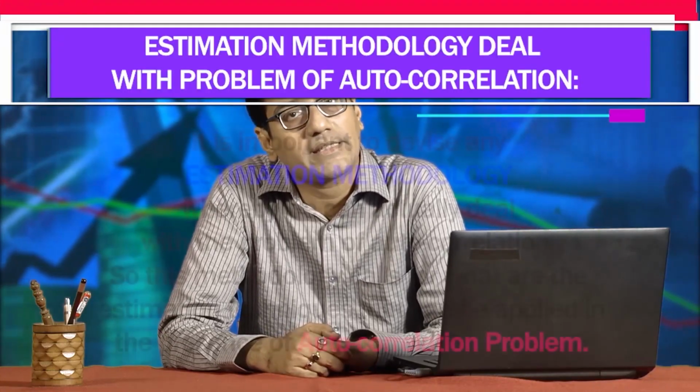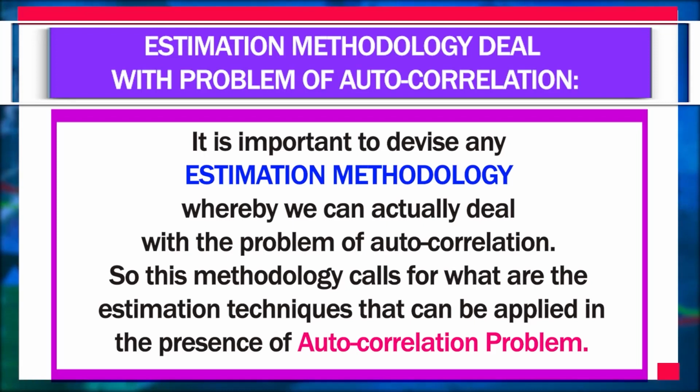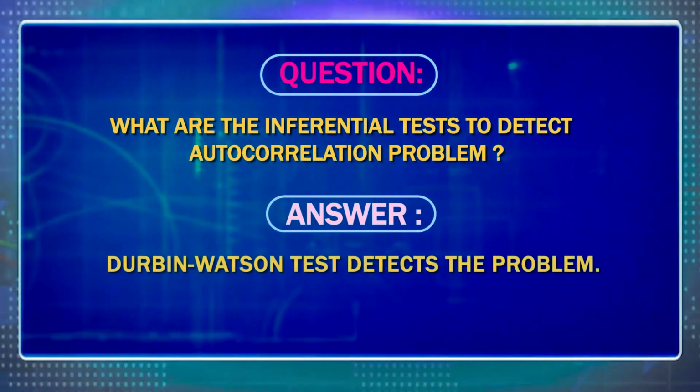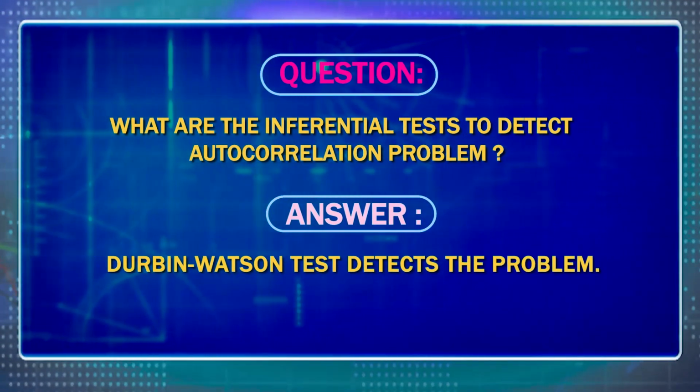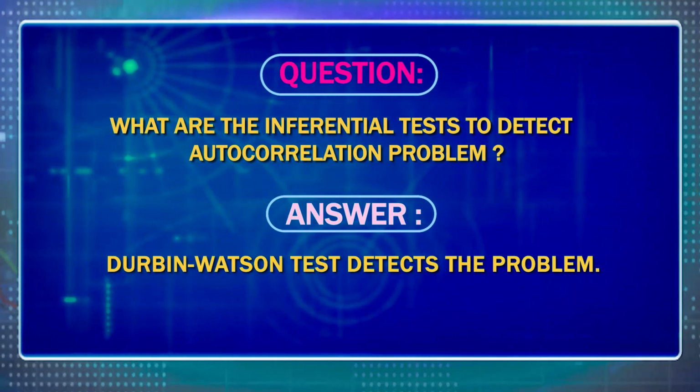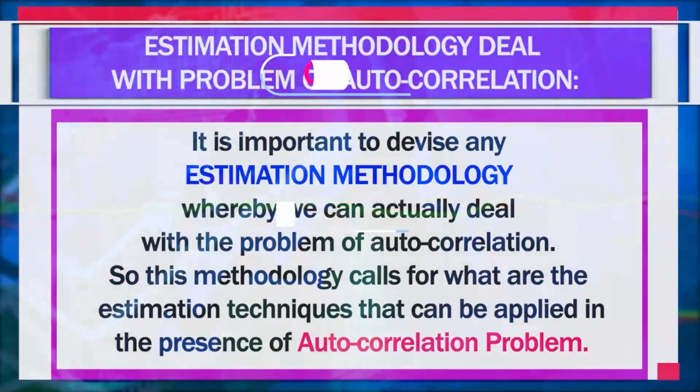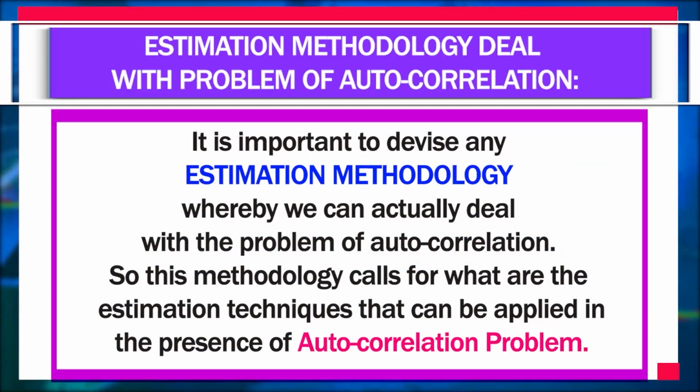Among these, the Durbin-Watson test is the most famous and the most commonly done test to detect and confirm the presence of autocorrelation. After detecting the problem of autocorrelation and confirming its presence using the Durbin-Watson test, it is important to devise an estimation methodology whereby we can actually deal with the problem of autocorrelation. So this methodology calls for the estimation techniques that can be applied in the presence of the autocorrelation problem.